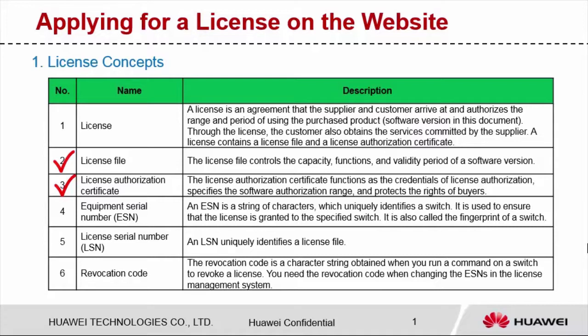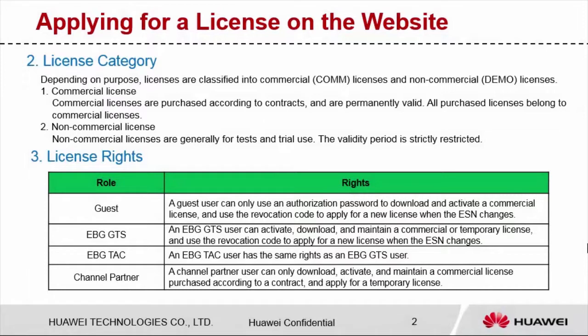3. The ESN and LSN uniquely identify a switch and a license file, respectively. ESN and LSN are similar to ID cards. 4. The revocation code is a character string obtained when you run a command on a switch to revoke a license. When a switch's ESN changes, you need to use the revocation code to apply for a new license on the license website. Depending on purpose, licenses are classified into commercial licenses and non-commercial licenses.